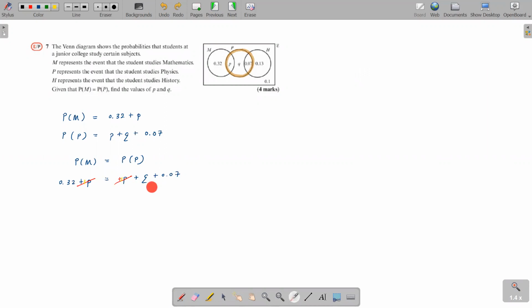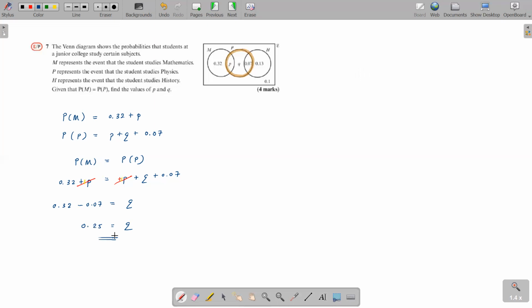And then now you can see I can easily make q the subject. So that's 0.32 minus 0.07 equals q. Can you all see? 0.32 minus 0.07 is equal to q. So get the q value. 0.32 minus 0.07 is 0.25. That's q. Okay, is this clear?